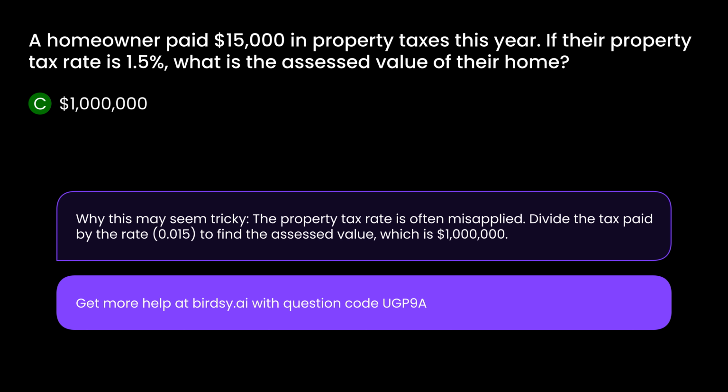Why this may seem tricky: the property tax rate is often misapplied. Divide the tax paid by the rate, 0.015, to find the assessed value, which is $1,000,000.